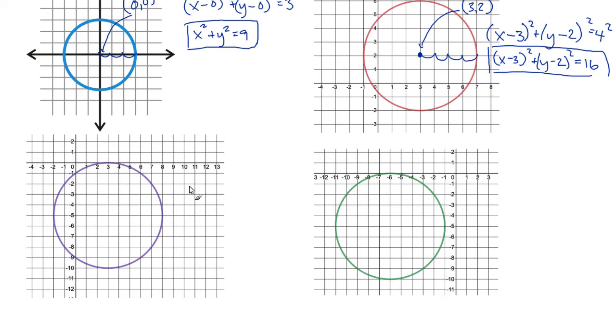Let's see this one. 1, 2, 3, 4, 5. So that is 3, negative 5. H, k. So it's going to be x minus 3 squared plus y. Normally we would do y minus negative 5, but since it's a minus a negative 5, it's going to look like a positive because you're taking away the negative. So plus 5 squared equals 5 squared, so I'm just going to put 25. And there you go.